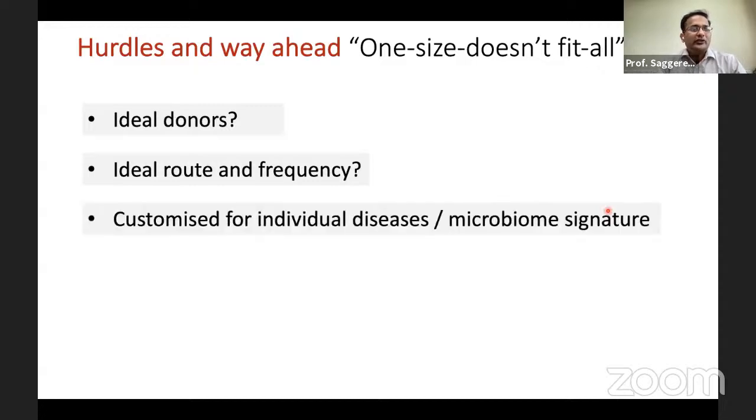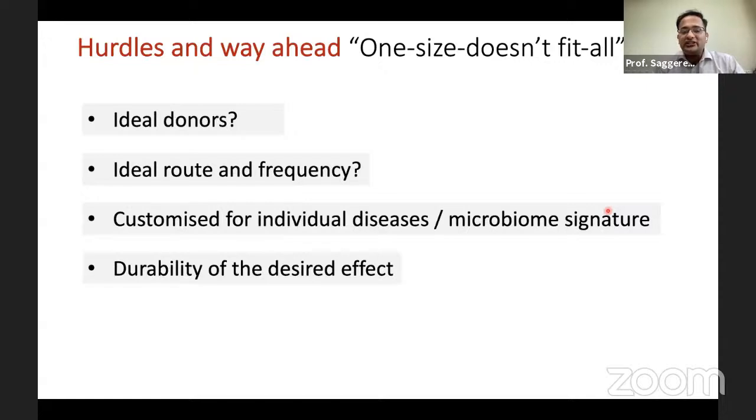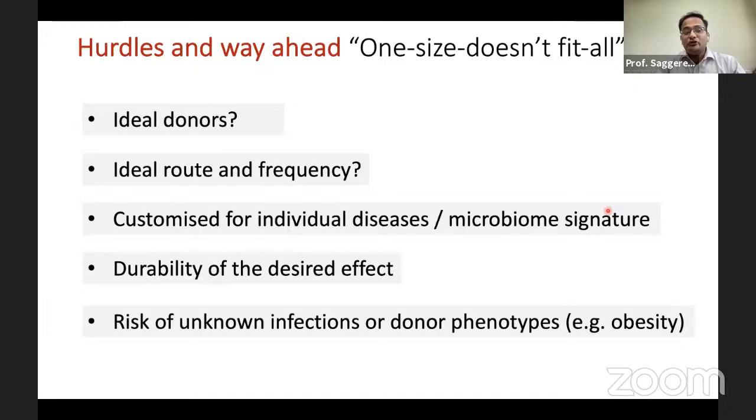We need more data to decide how frequently and how long. And it should be customized and tailored for individual patients according to their own microbiome, as a microbial signature. And definitely the durability of the desired effect is very important to be assessed in future studies. And we should also be aware of the risks of unknown infections or donor phenotypes, like transmitting obesity to a person who was lean before FMT because he just received FMT from an obese donor. We should also be open to the unknown risks which can be associated with FMT.